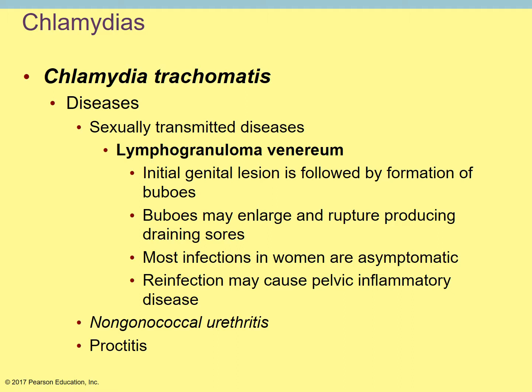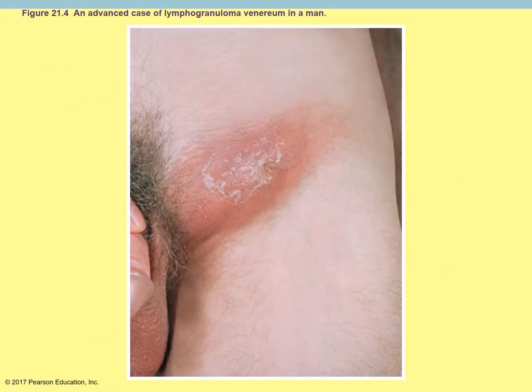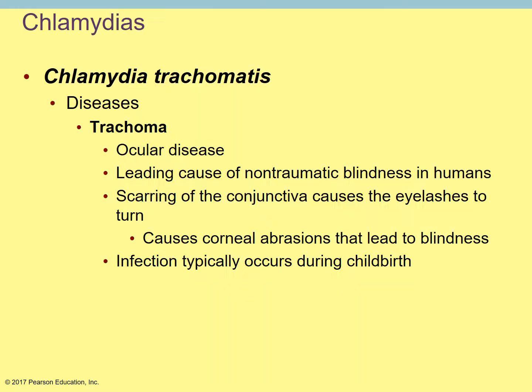For women, usually the infection is going to be asymptomatic. However, for males, you will see the symptoms. If there is a reinfection after the initial primary infection, oftentimes it will lead to pelvic inflammatory disease. So, back to showing the bubo on a male, that swelling can rupture and then drain, and then the infection spreads.